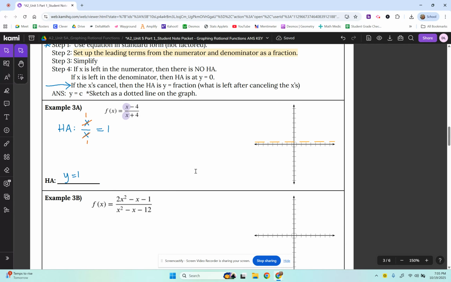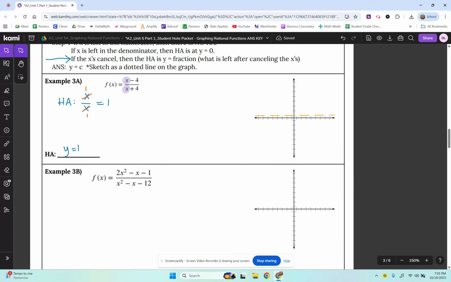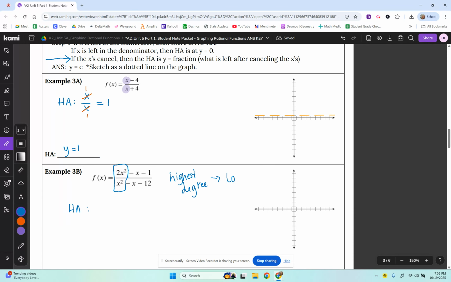Okay, let's look at another example. Since we're looking for the horizontal asymptote, we do not have to simplify, right? We're looking for leading terms. Remember, the leading term is the one with the highest exponent. If they're in standard form, they're already in order for you. If they are mixed up, make sure you write them in standard form, from the highest degree to the lowest, when you're looking at your x terms. That way you'll get them in the right order.